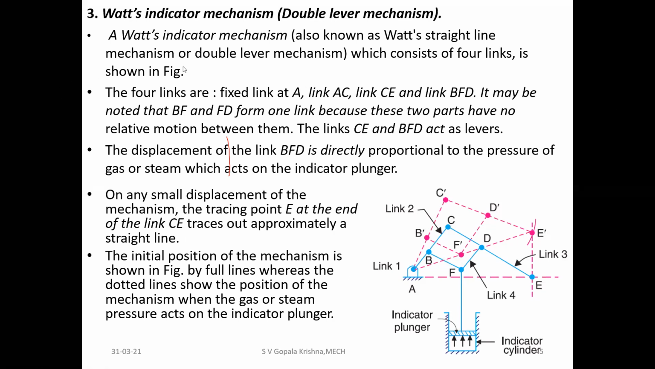Then in this, link A is a fixed link. Link A is acting as the fixed, and the other links are AC, CE, and BFD. When we take this particular mechanism, definitely you may have some confusion about what the links are. So A is fixed, and the links are AC, CE, and BFD. BFD is an L-type link. So these all are acting as the links.